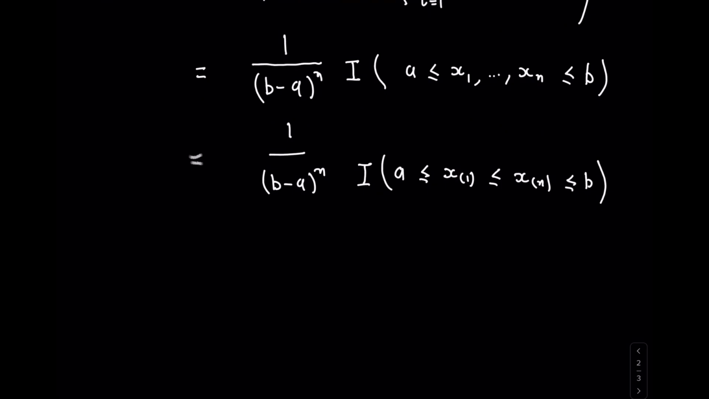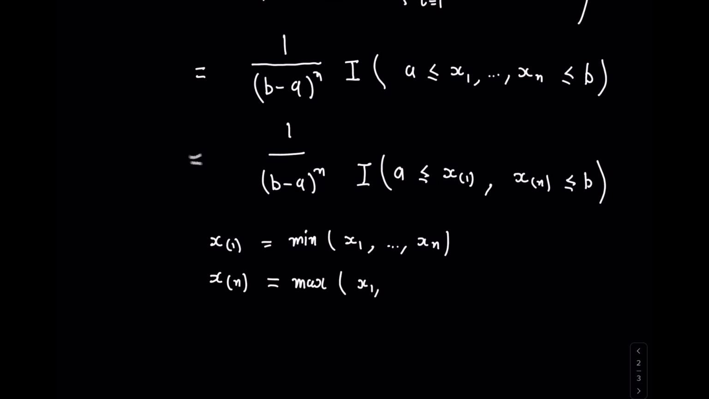Or equivalently, we don't even really need the inequality in between. We can just write it like that: both of those statements need to be true. And of course, just for clarity, x(1) is defined as the minimum of x1 to xn, and x(n) is defined as the maximum of x1 to xn, because of course those are the equivalent statements.